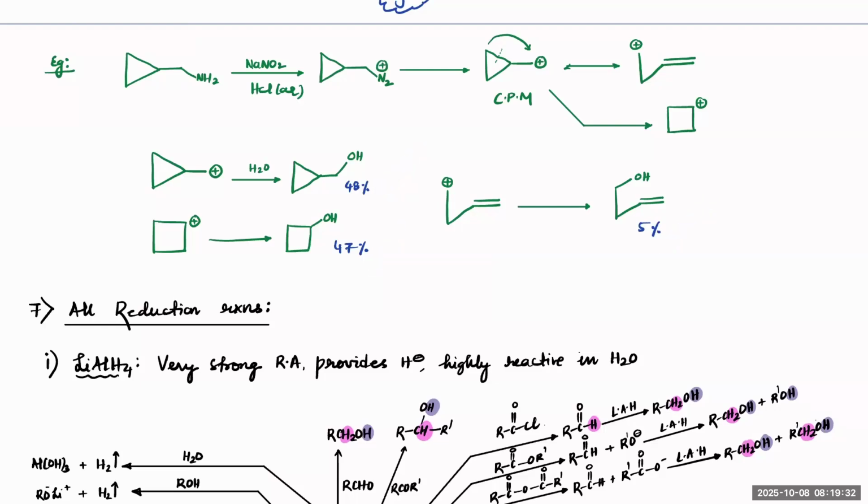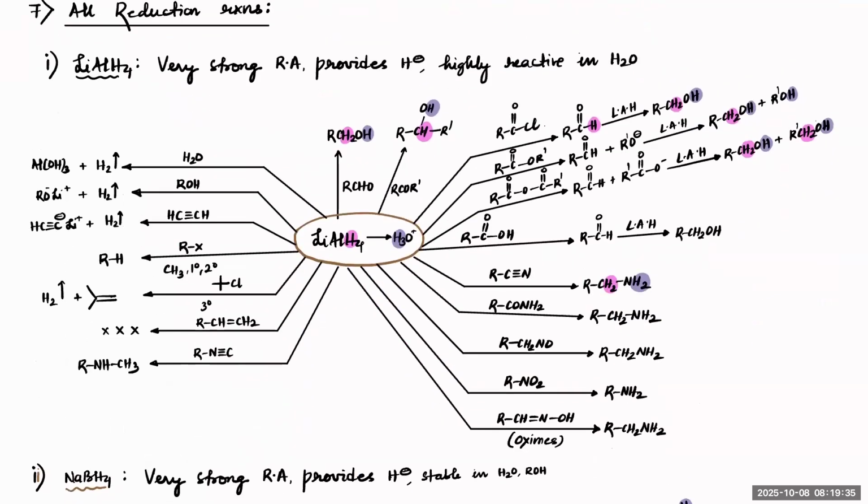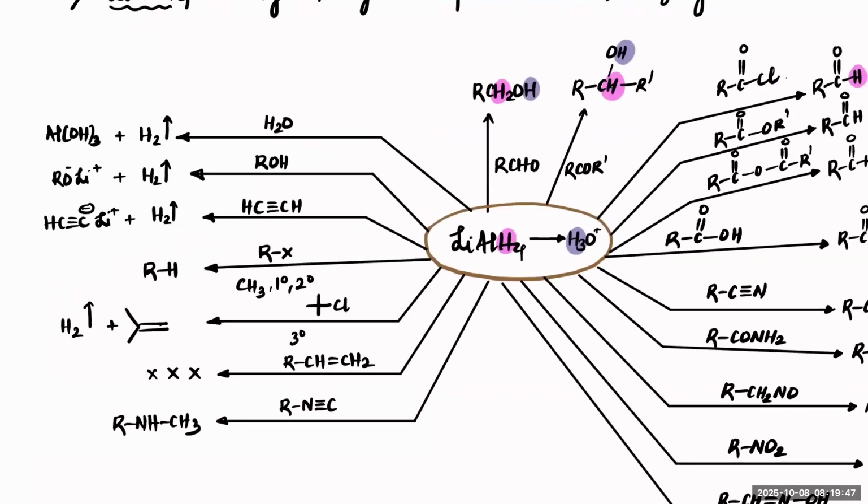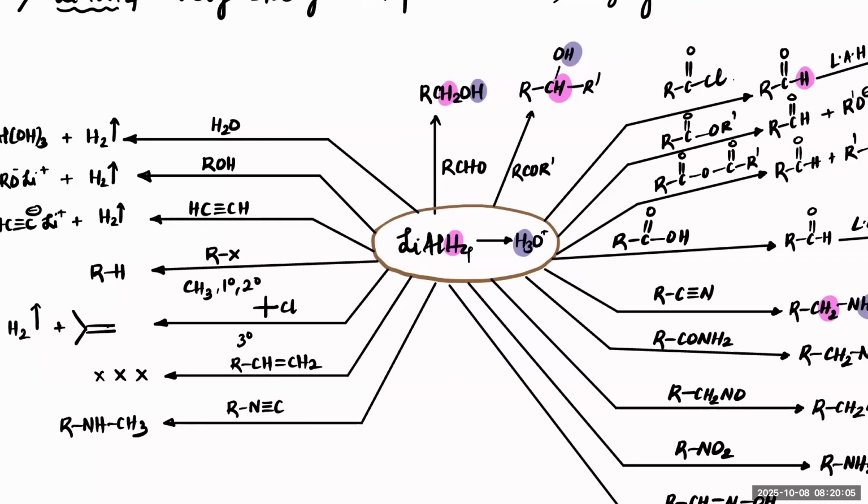Next, all reduction reactions by lithium aluminum hydride. Lithium aluminum hydride is a very strong reducing agent. It provides H minus, highly reactive in water. Now notice, when lithium aluminum hydride reacts with an aldehyde, that will convert into alcohol. Please remember that this marked hydrogen is coming from water and this marked hydrogen is coming from lithium aluminum hydride. So that's how you will get an alcohol from aldehydes or ketones.